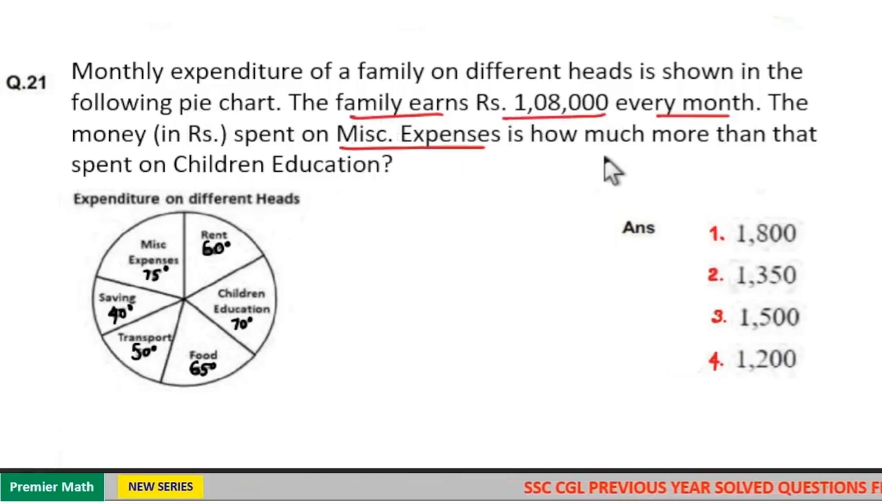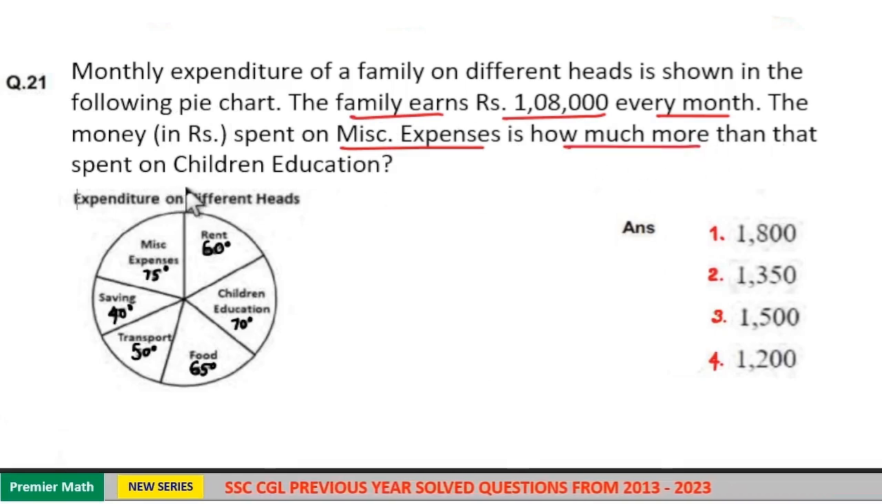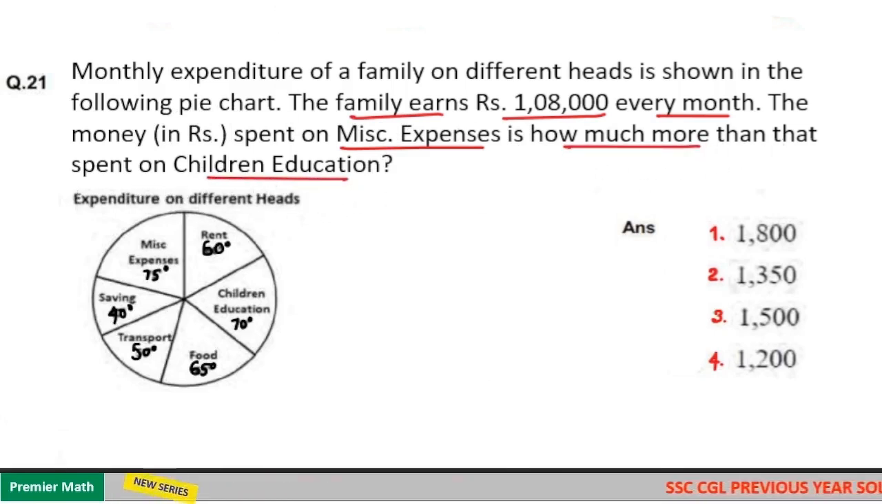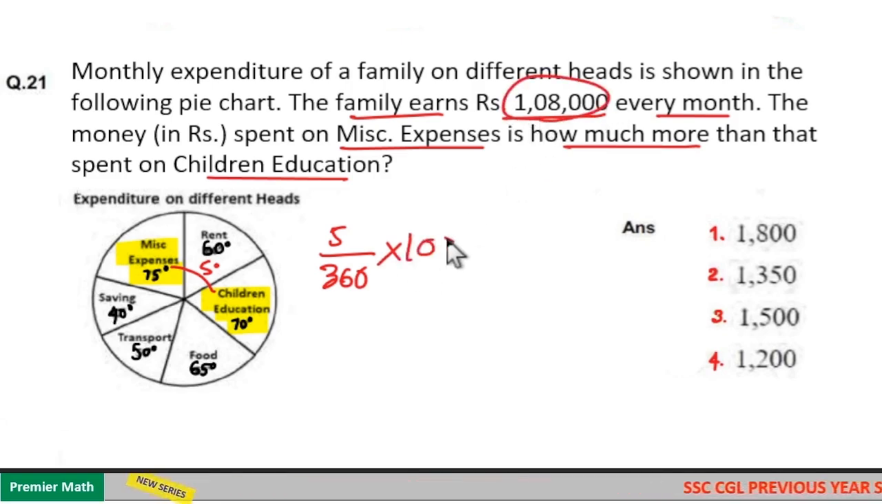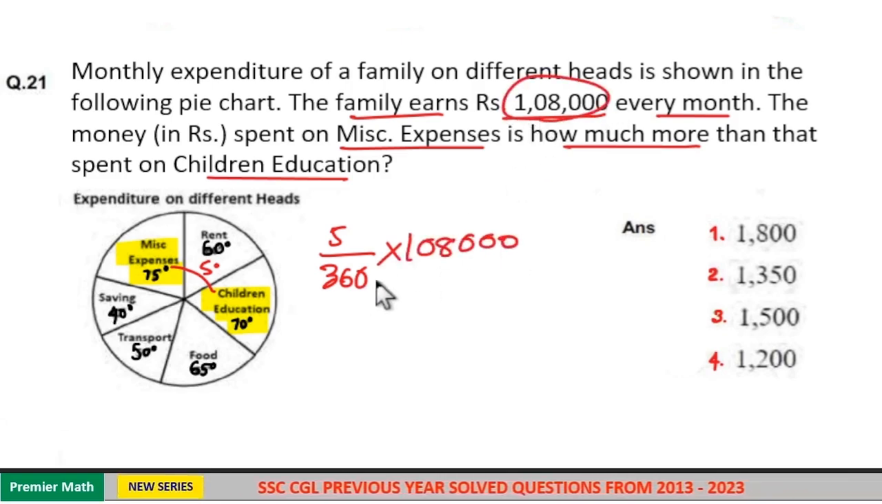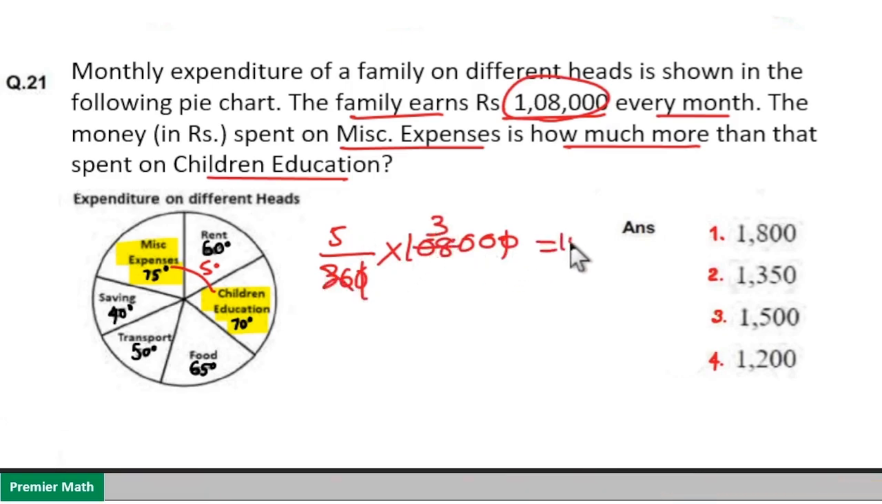The family earns 1,08,000 every month. Money spent on miscellaneous expenses is how much more than that of money spent on children education? Here money spent on miscellaneous expenses is 75 degrees and money spent on children education is 70 degrees. Now the difference is 5 degrees. So 5 degrees out of total 360 degrees into earnings, 1,08,000. Now 36 goes 3 times in 108. 5 into 3, 15. So 1500. Option 3 is your answer.